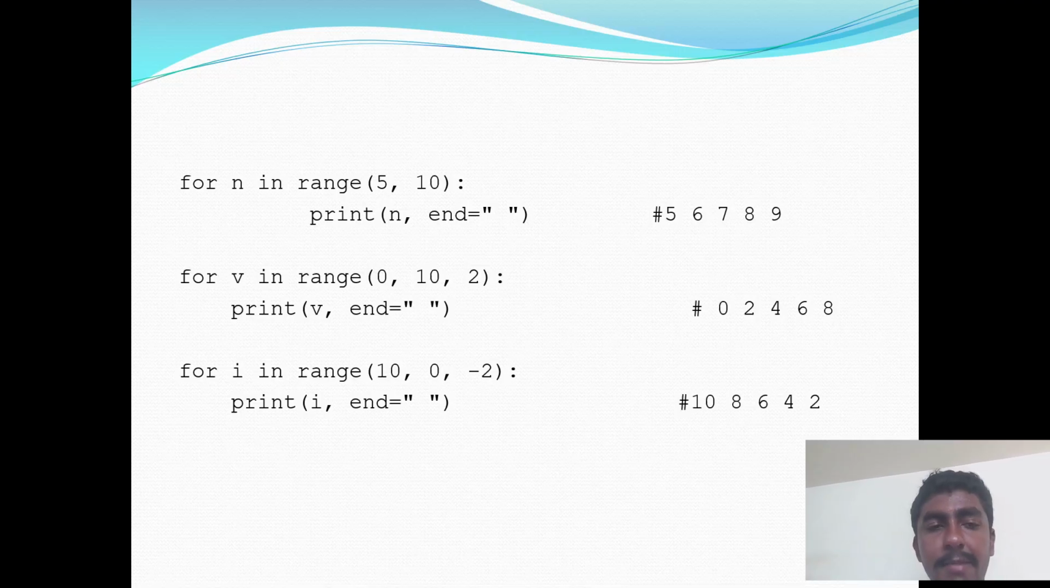Okay, so these are some examples: for n in range 5 to 10, print n, comma, end equal to space. This prints 5, 6, 7, 8, 9. And this is the step value, meaning start, stop, step. The third one is the same thing, but instead of going forward, we are going backward. So there are three forms to remember. Let's summarize. Range stop starts from 0, and then range start, stop.